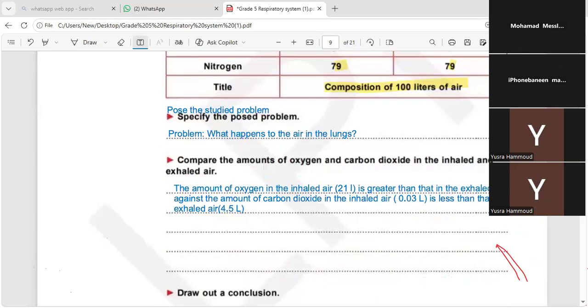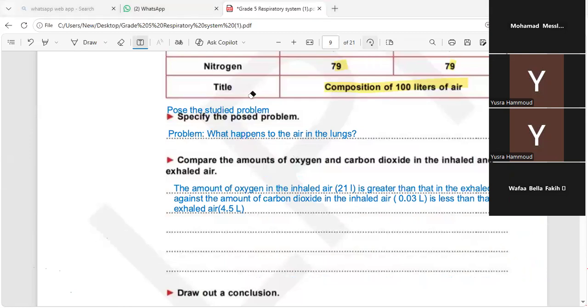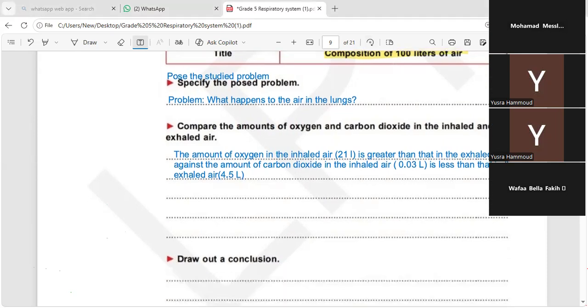The last question here. Draw out a conclusion. What should you do in order to draw out a conclusion? What I taught you before. What should you answer to find the conclusion easily? Yes, Muhammad Misalmani, what's your answer? We should answer what in order to find the conclusion? Who can tell me?